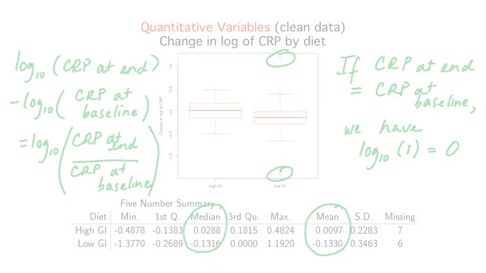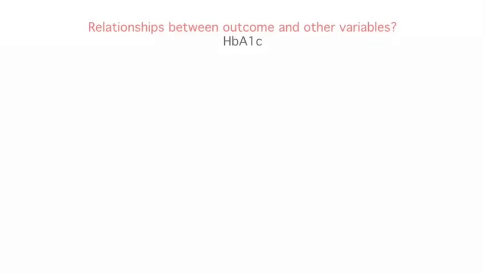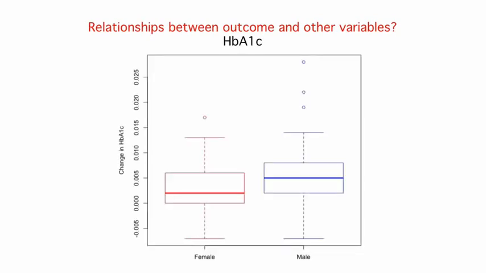And as the final step in our initial look at the data, let's see how the other subject characteristics that we've measured, that is sex, age, and BMI, are related to our outcome variables. Looking first at HbA1c, and we'll keep looking at how it changed from baseline. The values for males seem slightly higher than the values for females, but this doesn't look to be significant because the box plots overlap so much.